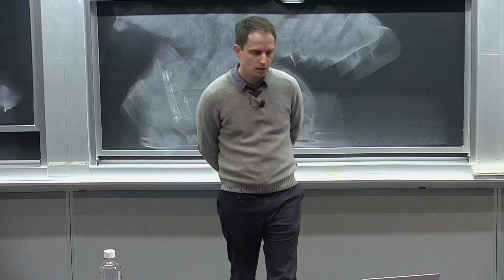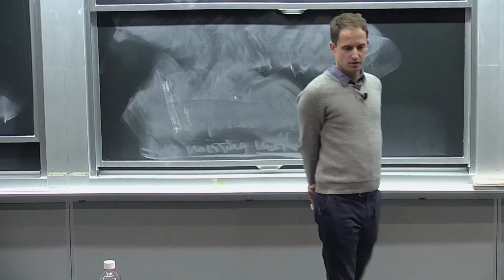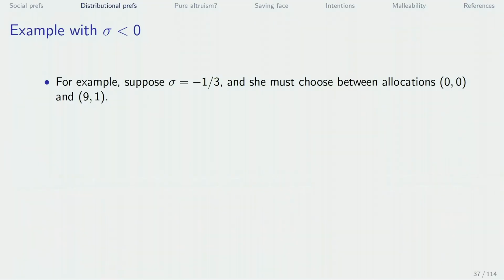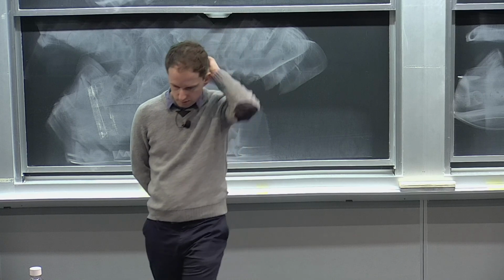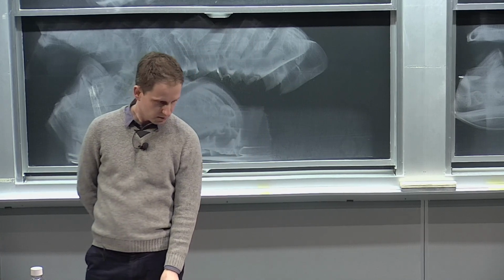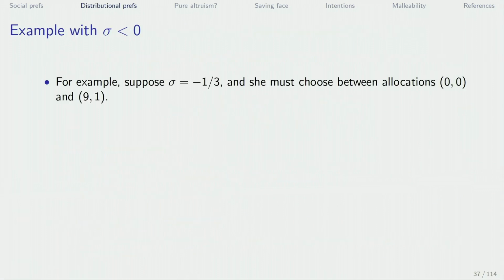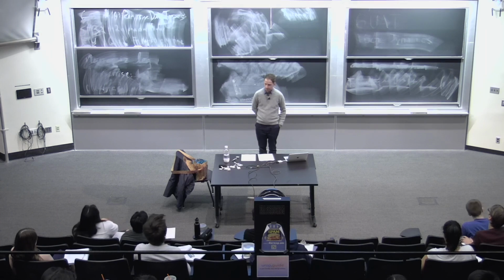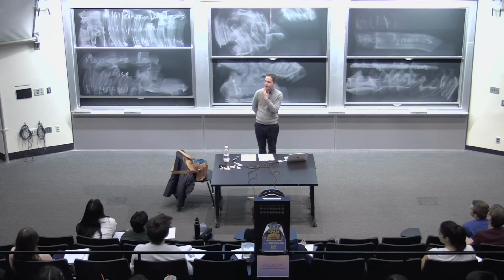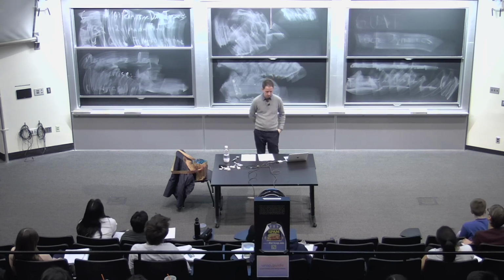So I have an example of sigma smaller than 1. Suppose you have sigma being minus 1/3. You have to choose between 0, 0, and 9, 1. What are you going to choose? So this is what this looks like: sigma times x1 plus 1 minus sigma times x2. Yes? You choose 0, 0. And why is that? Just multiply the numbers.